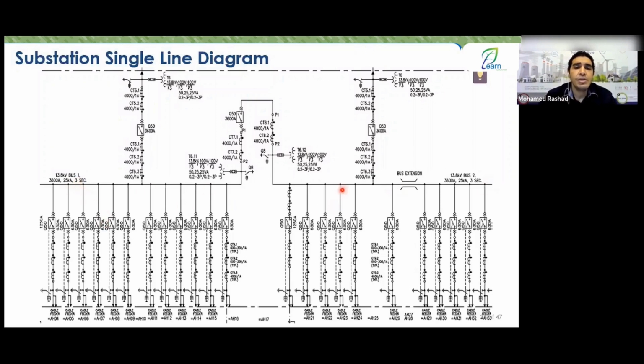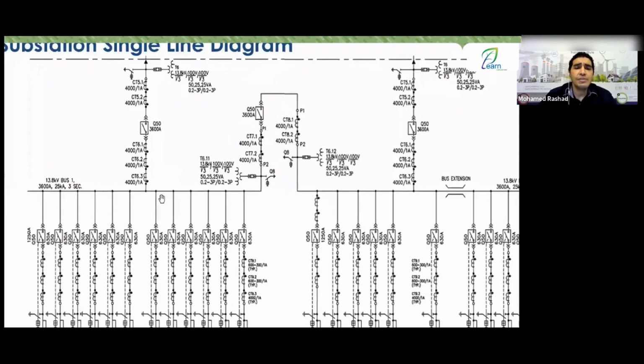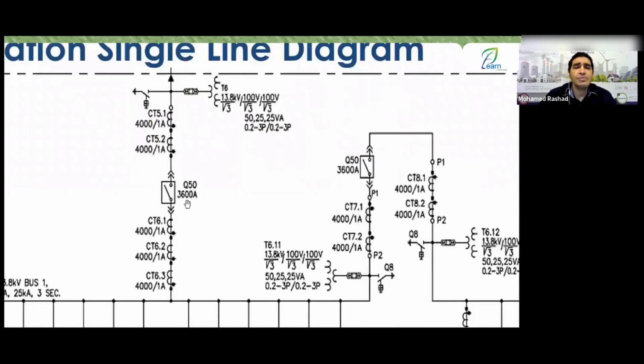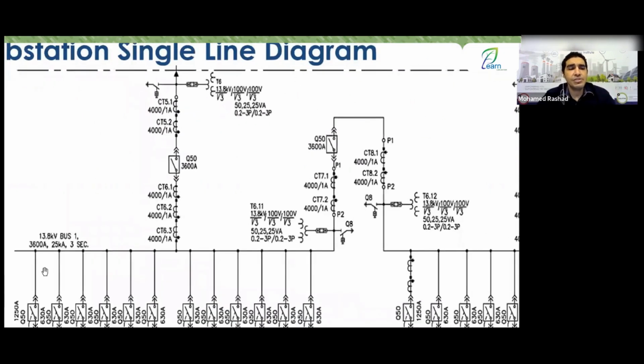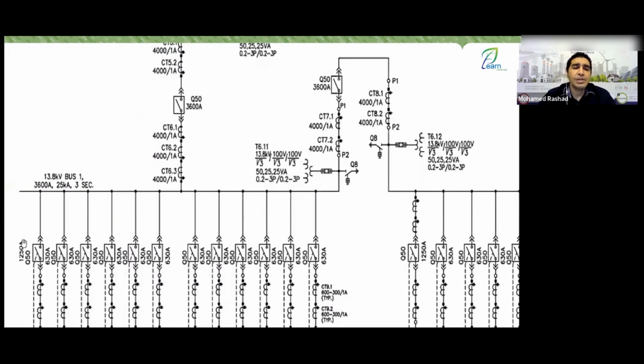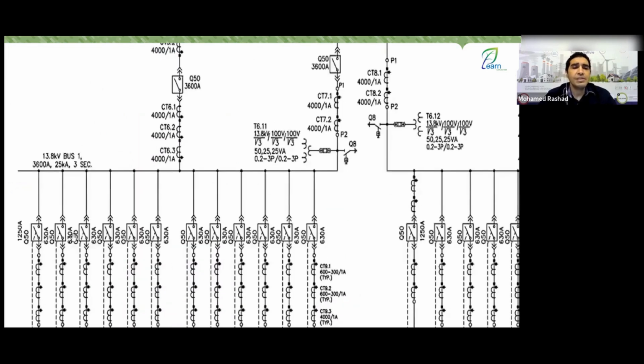Now, if we come here, you will find that each circuit breaker has its rating written next to it. This one is 3600 amperes because it's the incomer. And here you have this outgoing one at 1250, this one at 630, this one at 630, and this one at 630. As you can see here, these are the ratings of the feeders you have as circuit breakers.